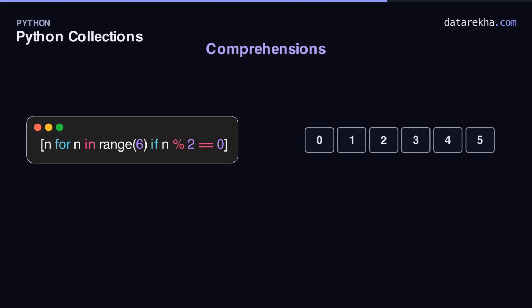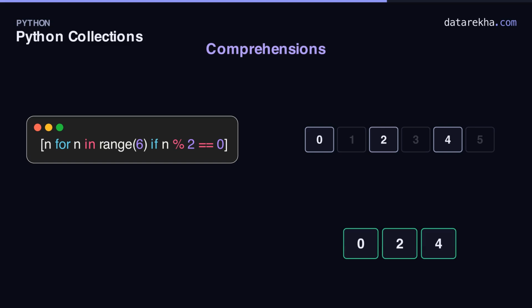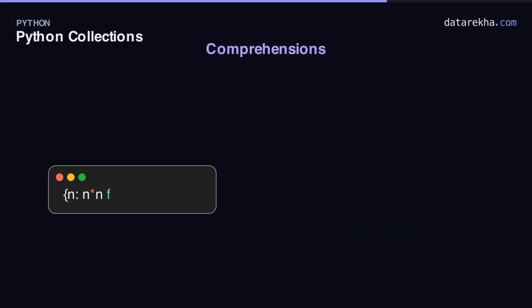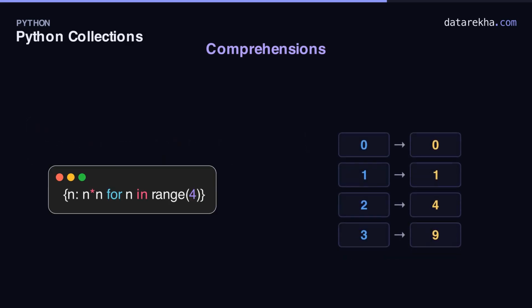This one walks 0 through 5, but keeps a number only if it is even, if n mod 2 is 0. So the odd ones, 1, 3, 5, are dropped and only 0, 2, 4 survive into the new list. And the same idea builds dictionaries. This maps each number to its square: 0 to 0, 1 to 1, 2 to 4, 3 to 9. The comprehension is Python's most beloved one-liner. Learn to read it, and your code shrinks.